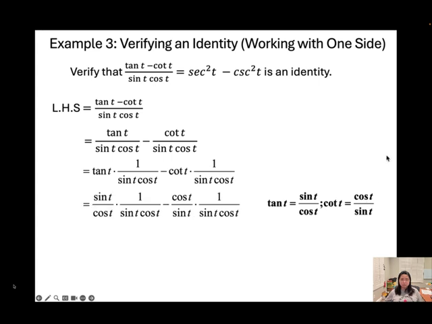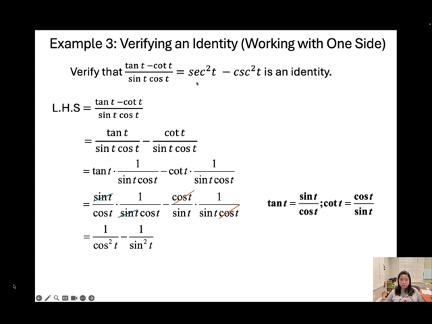Okay, plug it in. Now, simplify it. This is a multiplication. I can only simplify this term. This is a multiplication, so sine t and sine t, I can simplify it. And then minus cosine t over sine t times 1 over sine t cosine t. This is a multiplication again, so I can simplify the cosine t here. Now I'm left with 1 over cosine squared t minus 1 over sine squared t.